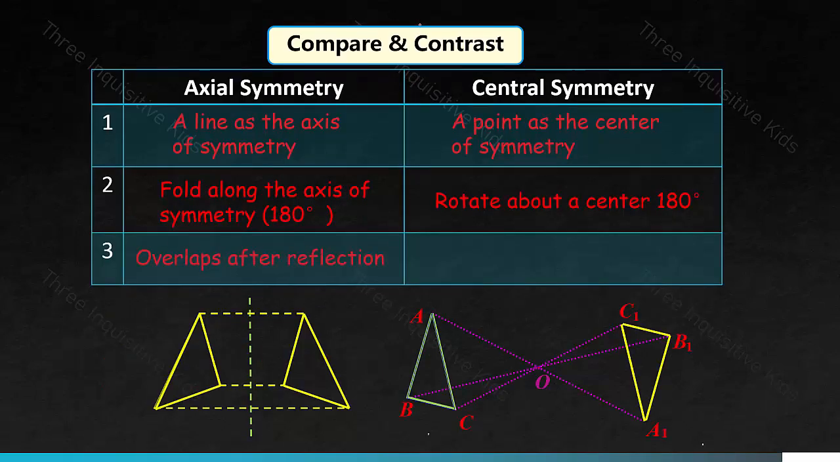Compare and contrast. In axial symmetry, which we learned before, we have a line as the axis of symmetry. In central symmetry, however, the point is the center of symmetry. And in axial symmetry, we fold along the axis of symmetry. You can almost think of it as like 3D. But in central symmetry, we rotate it about a center by 180 degrees. And in axial symmetry, the figures overlap after reflection. In central symmetry, it overlaps after rotation.